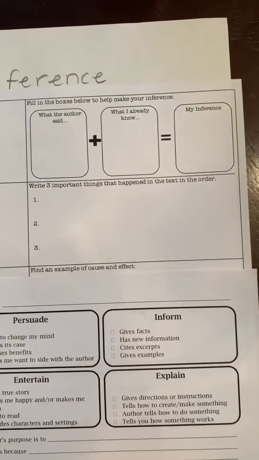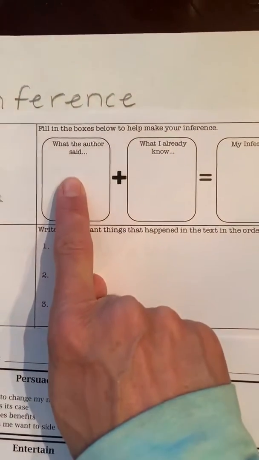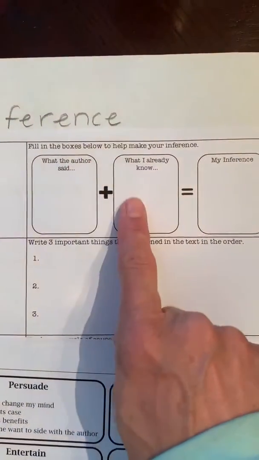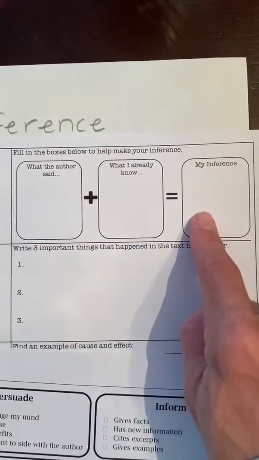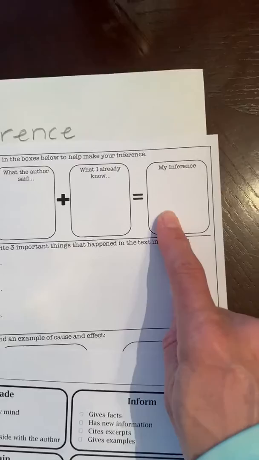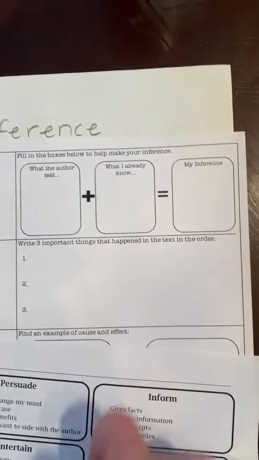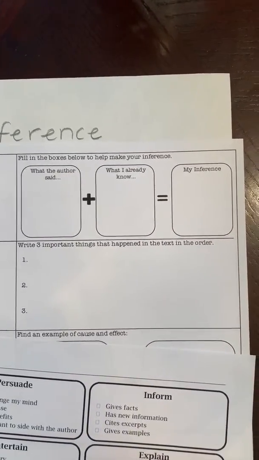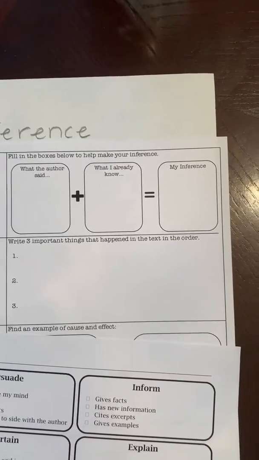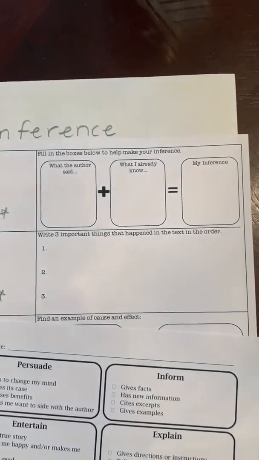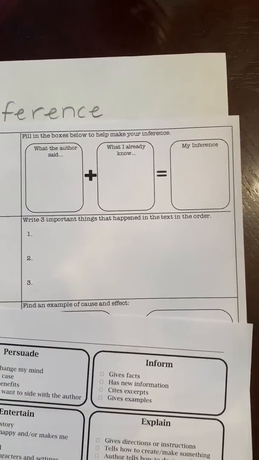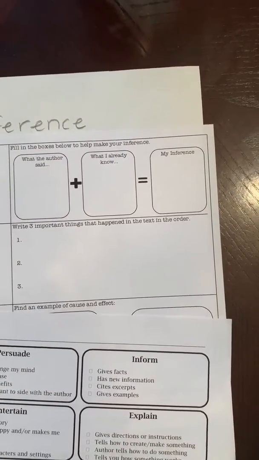Inferences is taking what the author says, or what the words say in the story, combining it with your prior knowledge, or with what you already know, and coming up with a new thought. Another name for this skill is drawing conclusions. You do it all the time, whether you are aware of it or not. We practiced it when we did lit circles, and we talked about it a lot in small group or just in conversation when we were reading.